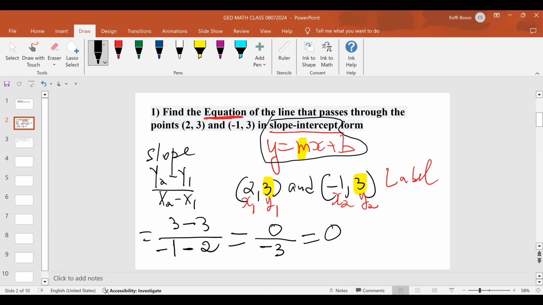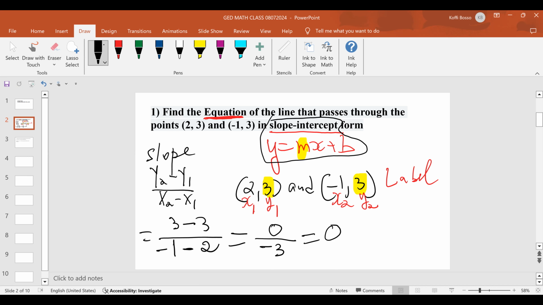I want you to understand this part before we continue. This is not the final answer, okay? It's just the slope. But the question is, find the equation. So this is just the slope. It's not yet the answer to the question, it's a part of it. It's not yet the final answer.